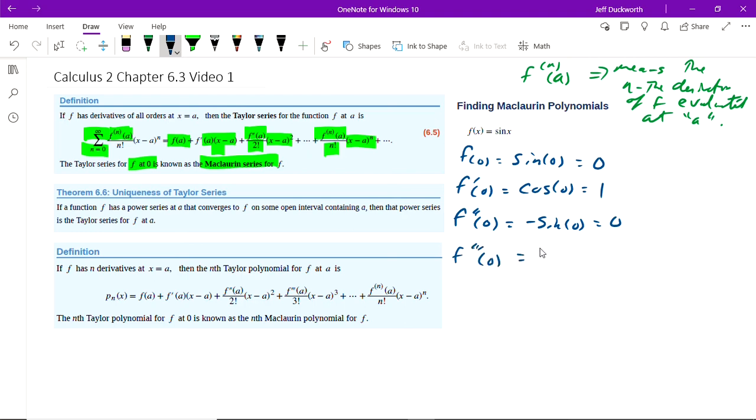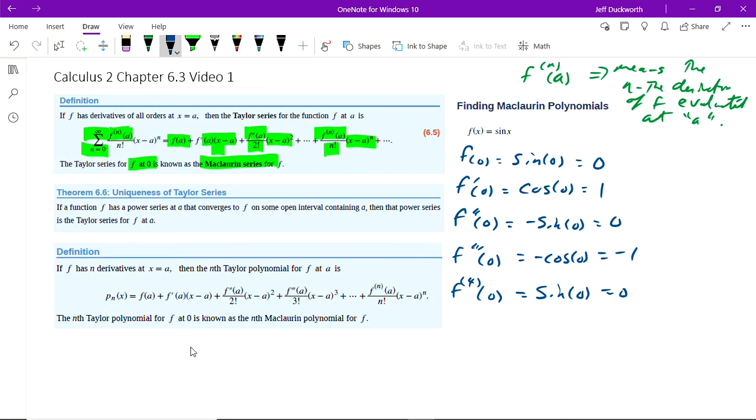Third derivative of negative sine is negative cosine. So that gives us negative 1 there. And then everything repeats. I'll do the fourth derivative. That's just back to sine again. So we're going to have this sort of pattern. It'll go 0, 1, 0, negative 1, 0, 1, 0, negative 1, and so forth.